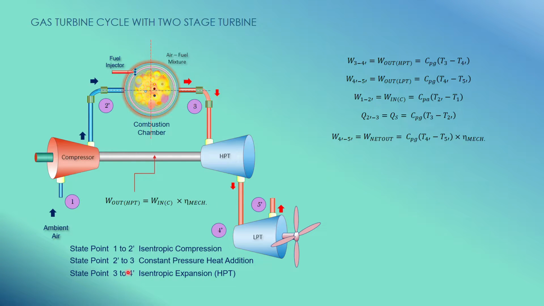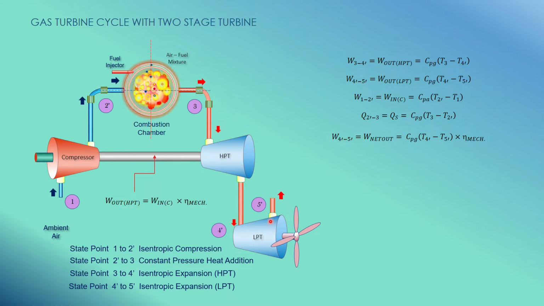So here you have state point 1 to 2 prime, which is isentropic compression, then 2 prime to 3, which is constant pressure heat addition, and 3 to 4 prime, which is isentropic expansion through the high pressure turbine. And then you have state point 4 prime to 5 prime, which is another isentropic expansion through the low pressure turbine. So these are the formulas that we have. You can look at the schematic diagram that we have here.